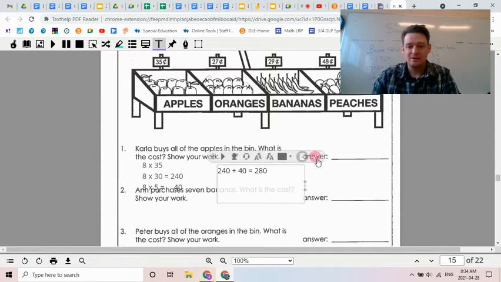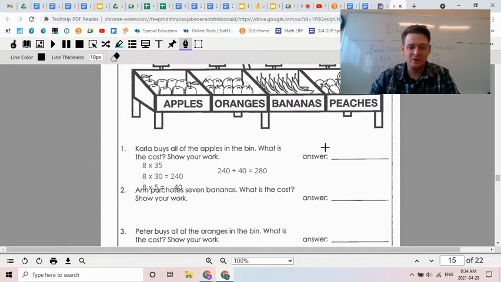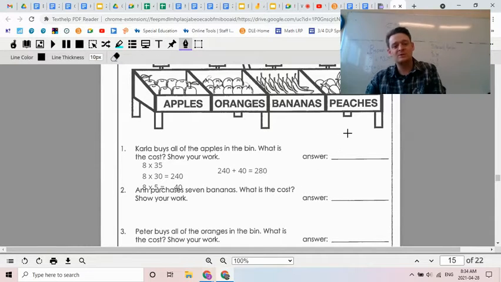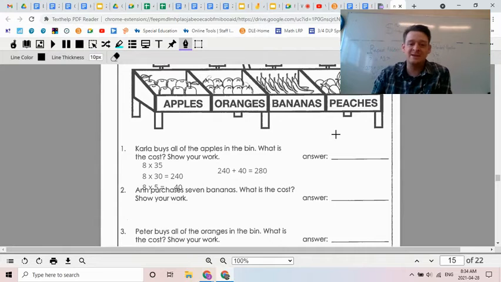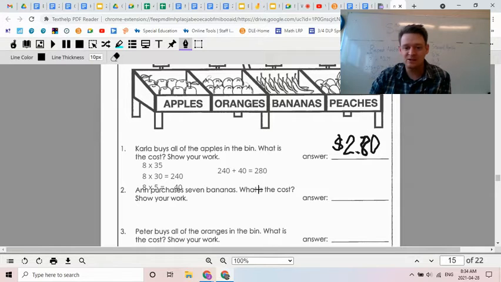And that's how much our apples are going to cost. However, if you told someone that your apples cost 280 cents, they might give you a funny look. So we need to switch that from cents to dollars. And 280 cents is going to give us $2.80.